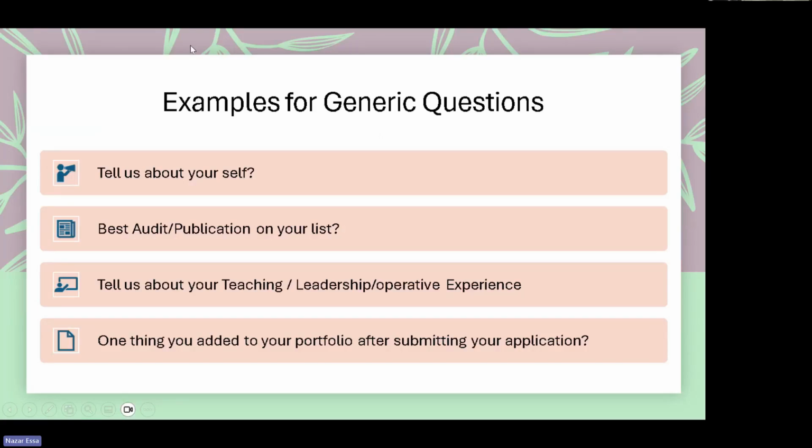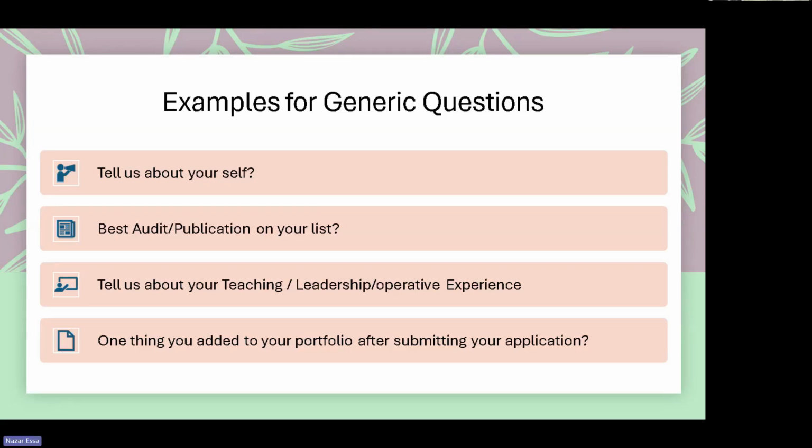So just look at this. I think the most generic questions that came over the last couple of years. Tell us about yourself was mainly operative skills. So this is a very big question. They used to take a snapshot rather than the full portfolio in one question. So rather than asking you, tell us about yourself, they will ask you about teaching.